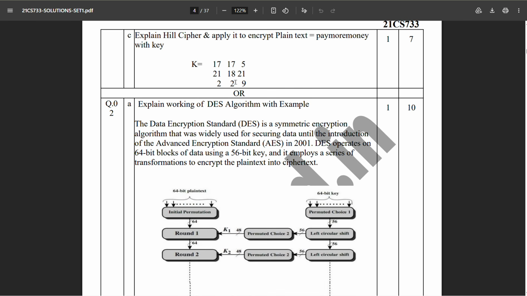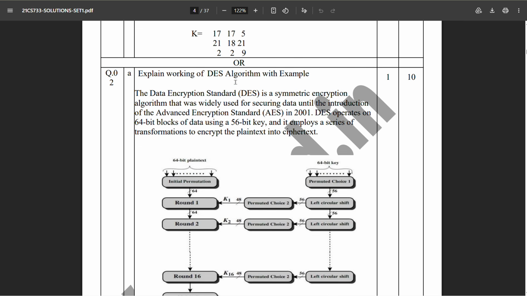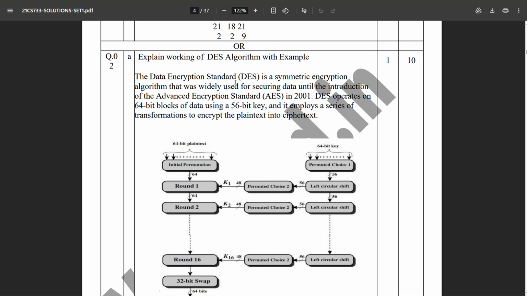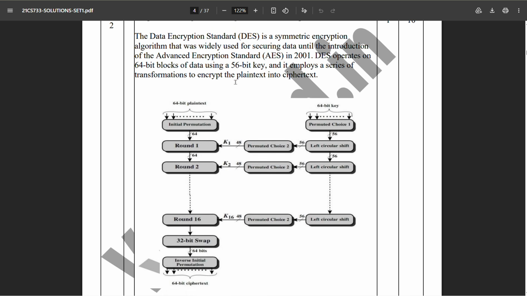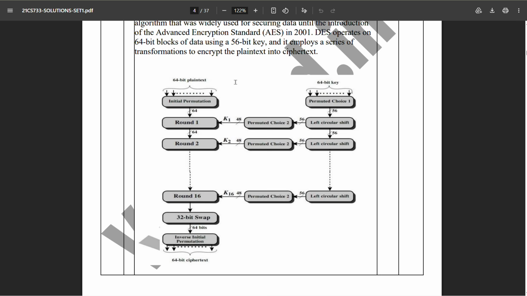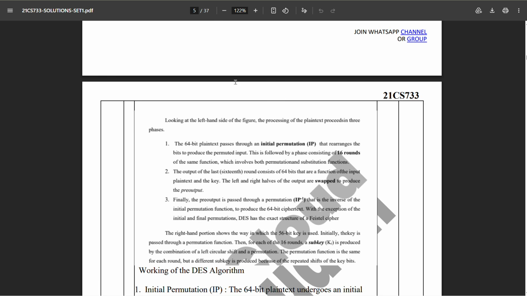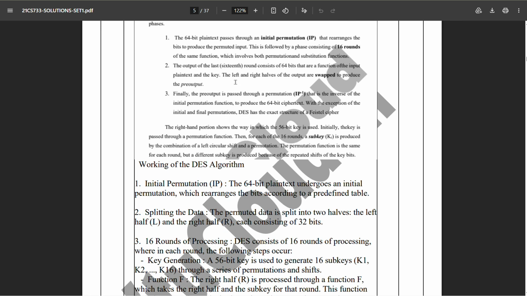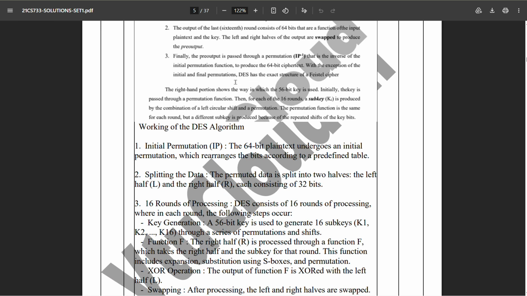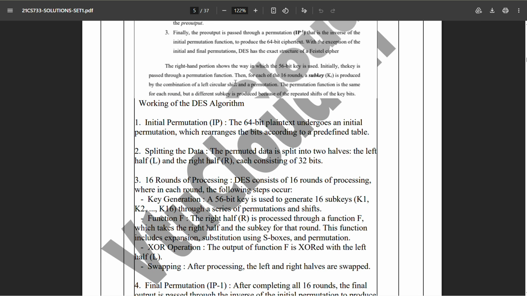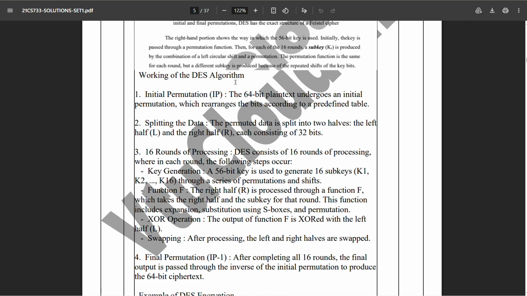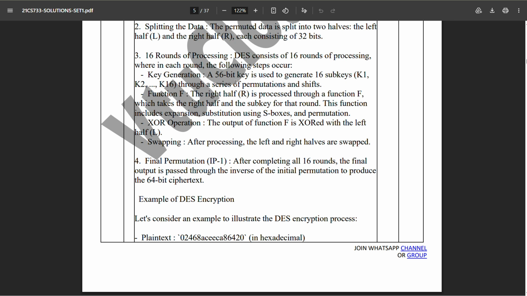And the next question is explain the working procedure of DES algorithm with example. In this, firstly you have to write the definition of DES and then draw the block diagram of the DES algorithm. After drawing, you have to explain the terms included in that and the working procedure phases of the DES algorithm, like initial permutation, splitting of the data, how many rounds of processing, the swapping technique, and the final permutation step.